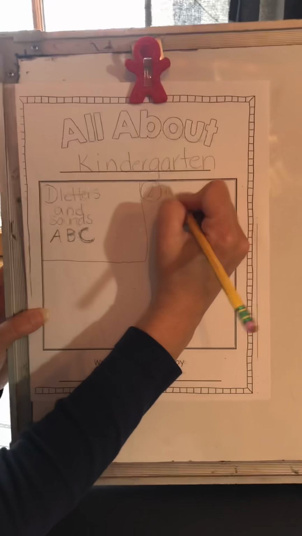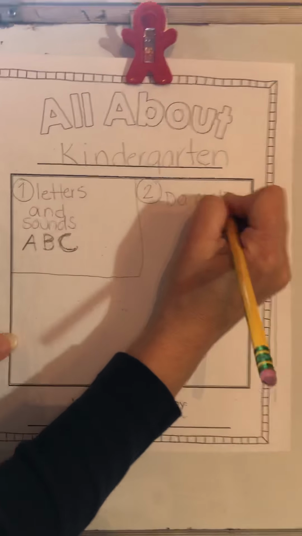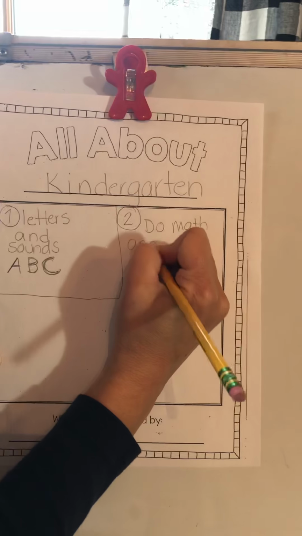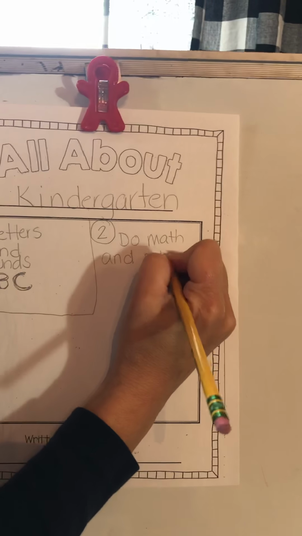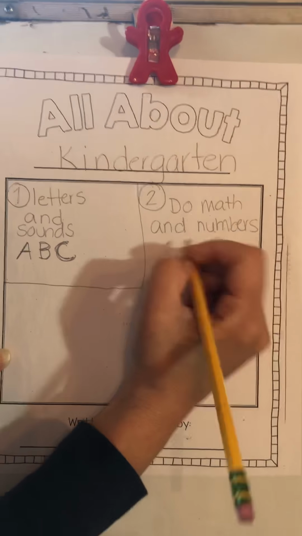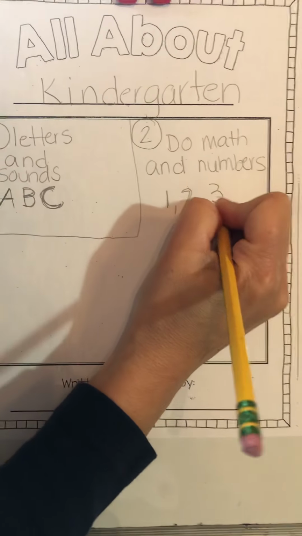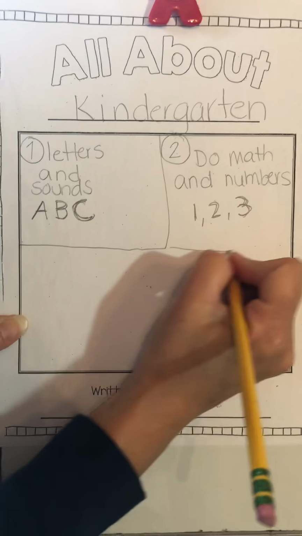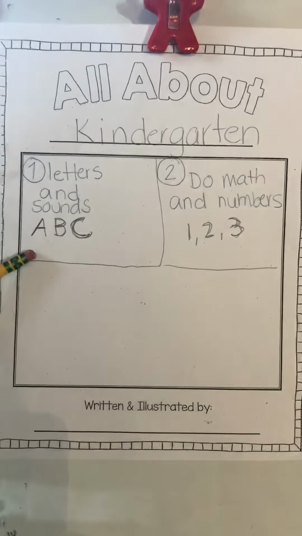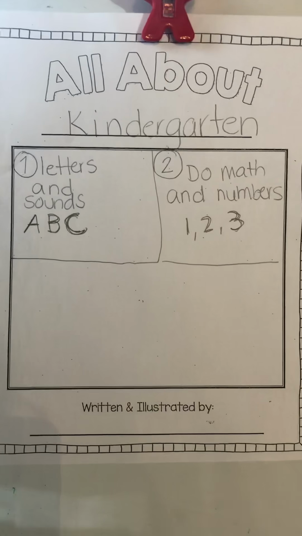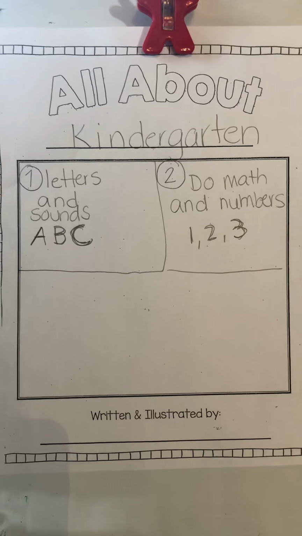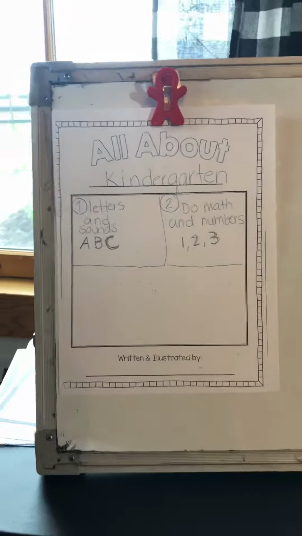Kindergartners, I heard you, do math. We go on the computers and do iReady. Oh, we do math. Do math and, ooh, a sight word, numbers. Okay, so kindergartners do math and numbers. Let's do 1, 2, 3. Oh my goodness, that's two facts. Kindergartners know letters and sounds, ABCs. They know how to do math and numbers and go on the computer and do our iReady.